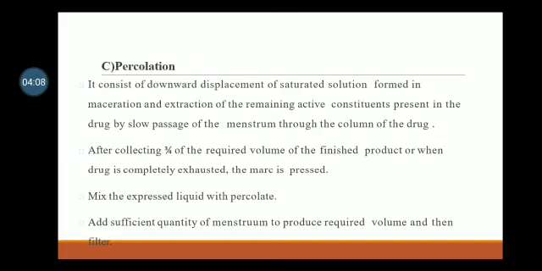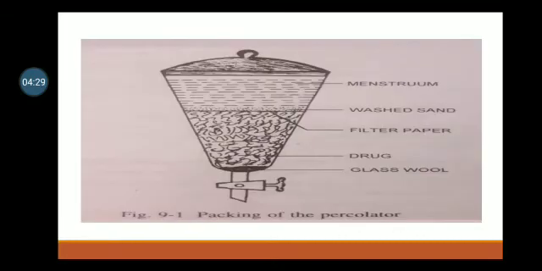After collecting 3/4 of the required volume of the finished product, or when the drug is completely exhausted, the marc is pressed. Mix the expressed liquid with percolate. Then add sufficient quantity of menstruum to produce the required volume and then filter. This is the diagram of packing of the percolator. On the upper side, menstruum, below that washed sand, below that filter paper, then drug, below on the lower side glass wool.